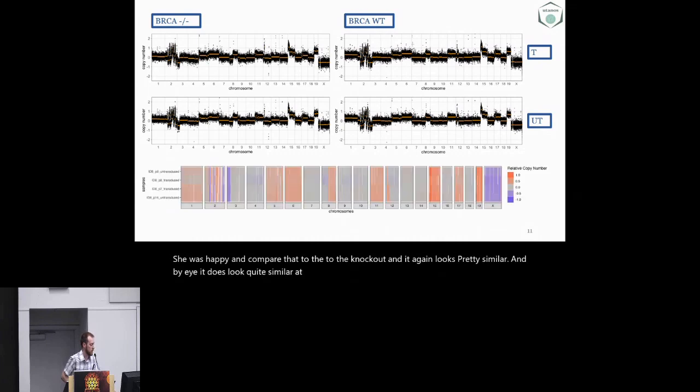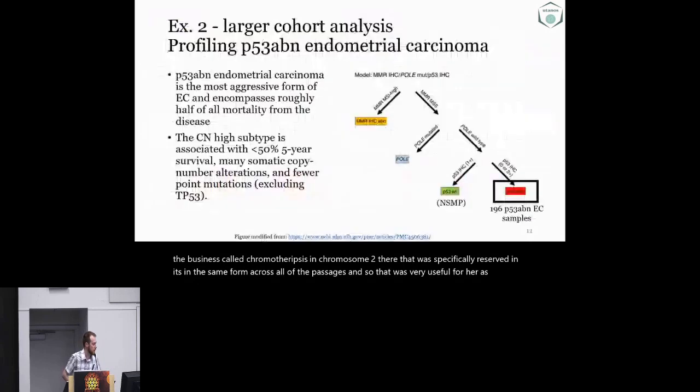At the relative level, or using a diversity plot, it again looks quite similar, but it is much, much easier to compare using a diversity plot. And specifically on chromosome 12, you can see at the beginning there was a little bit of an increase for some gains there. And that was really the only thing to take note of. What she particularly found useful, though, was that the oscillating copy numbers, what we might in the business call chromothripsis, in chromosome 2 there, that was specifically preserved in the same form across all of the passages. And so that was very useful for her as well.